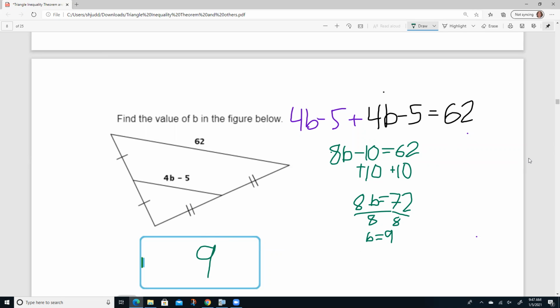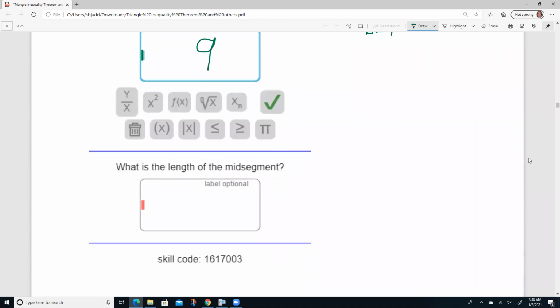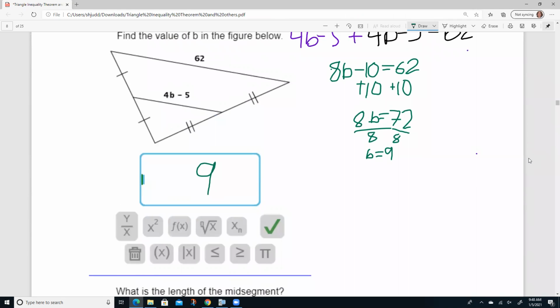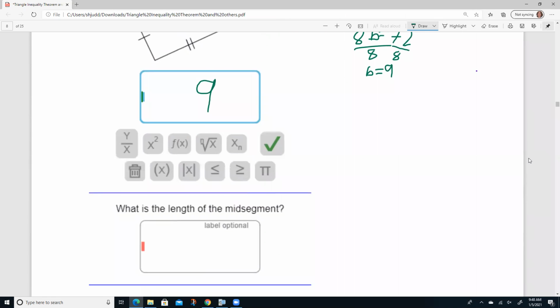Let's see, what else does this question ask us for? What is the length of the mid-segment? Okay, so we're going to have to plug that 9 into 4b minus 5, or we'll divide 62 by 2. I did substitution on the last problem, so I'm just going to do the division on this problem. 62 divided by 2 equals 31. And if you do want to go ahead and distribute and substitute, that's fine. Both methods will give you the same answer.